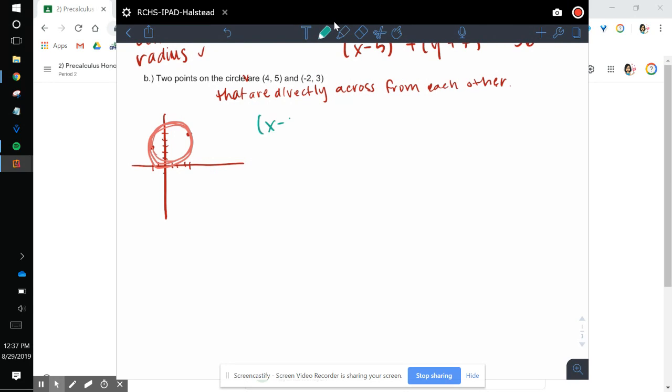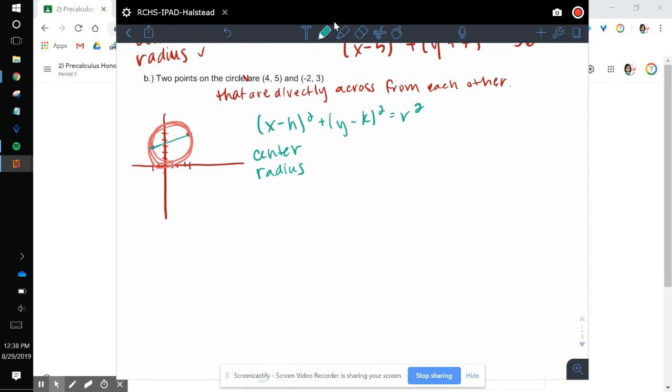Okay, so I need to know, if my equation is (x minus h) squared plus (y minus k) squared is equal to r squared, I know that the center is a piece I need and the radius. I don't have either of those, so I need to find them. If these two points are directly across each other, I know that this length from negative 2, 3 to 4 comma 5 is the diameter. So how would I find the distance of the diameter? I can just use the Pythagorean theorem.